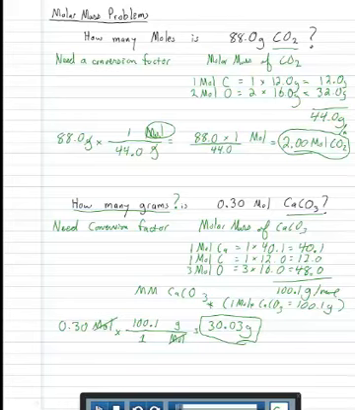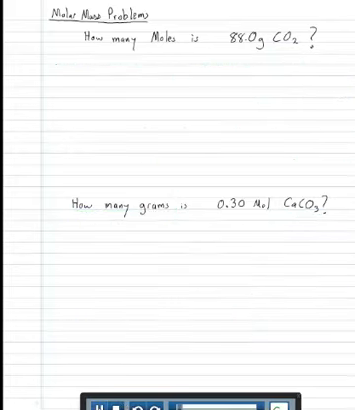Here are a few common types of molar mass problems. So we're going to go over the two basic molar mass problems. We're going to figure out how many moles are in a mass of a substance and how much mass is in a certain number of moles of substance. First, let's start up top. How many moles is 88 grams of carbon dioxide?